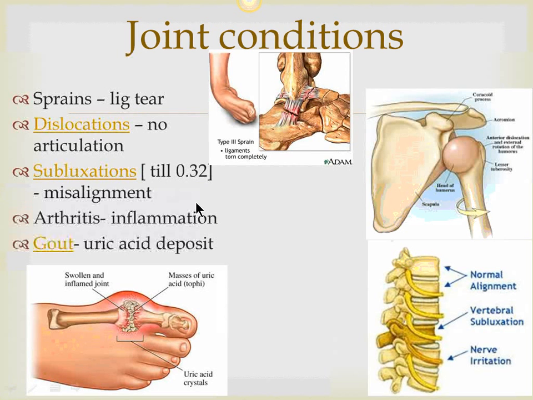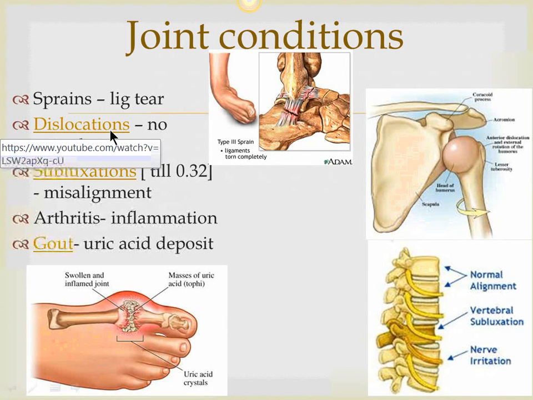Then we have situations in bones where the bones, which were normally articulating together at any particular joint, cease to articulate because of some force or the other. So there is no articulation at all. Such a situation is known as a dislocation.